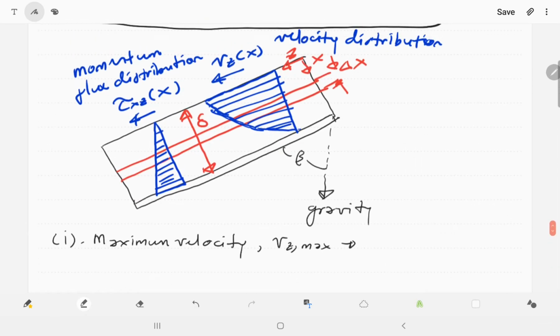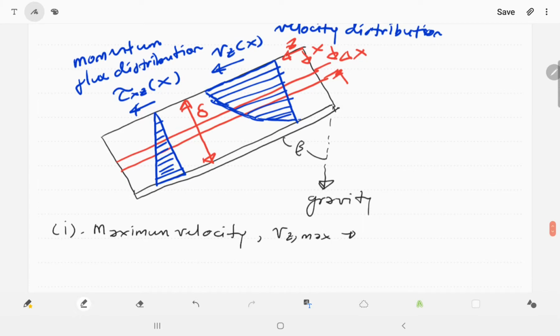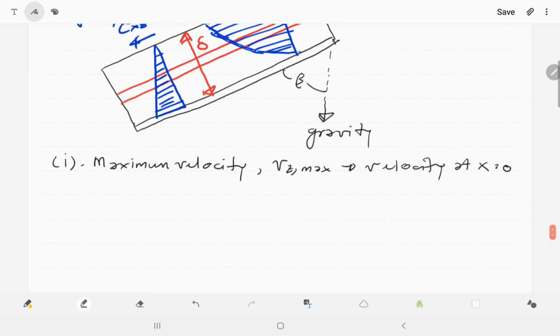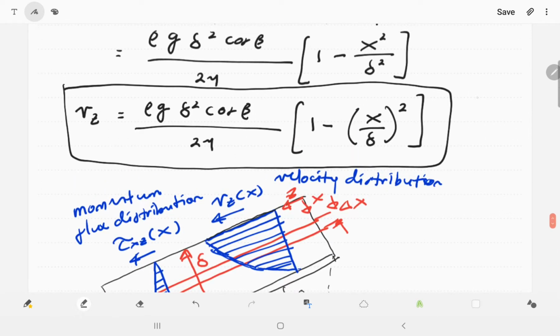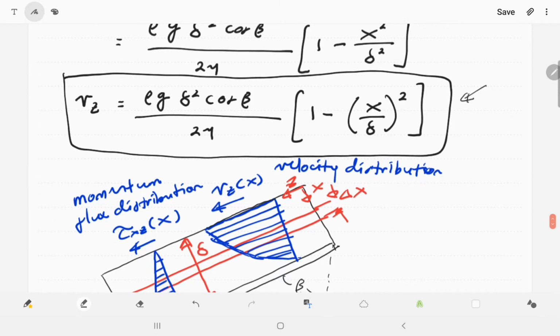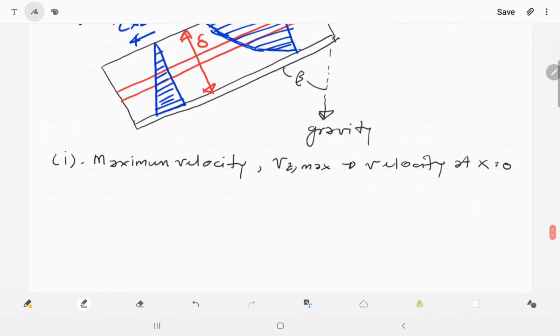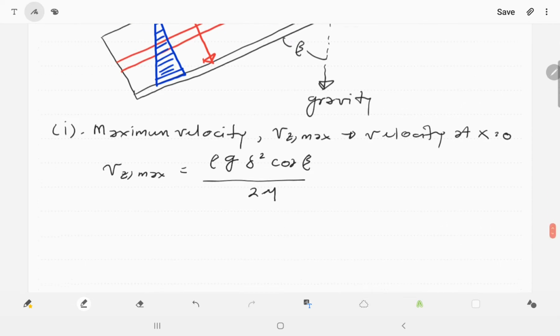So if we see in here, then we know that the velocity becomes maximum at the top in here. So that one will be at x equal 0. Then we go back into our original expression for the Vz and we simply plug in x equals 0. Then you will get your Vz max expression, rho g square cos beta divided by 2 mu.